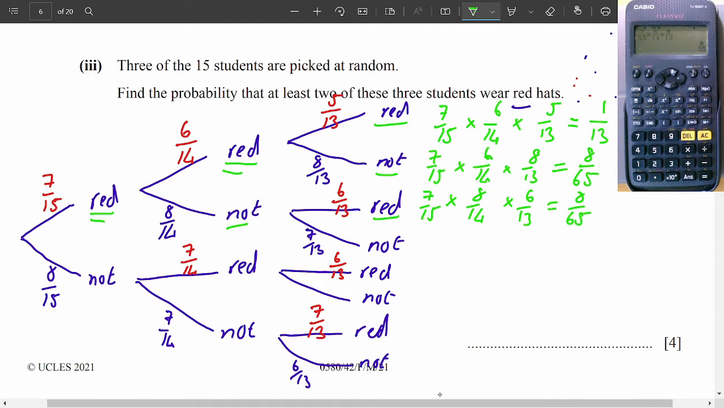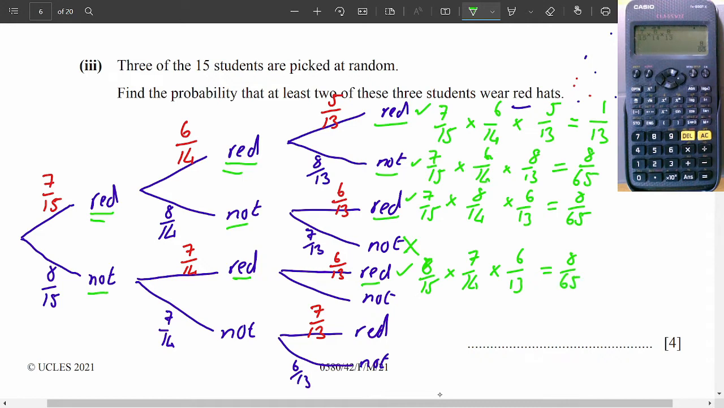The next route, red, not red, not red. This is not a route we're going to calculate, since there is not at least 2. Then we go. Somebody with not a red hat, and then a red, and then a red. Yes, we have at least 2 red, so we need to work this out. So that is 8 out of 15 times 7 out of 14 times 6 out of 13. Again, we got 8 times 7 times 6. It's the same calculation as before, so that's 8 out of 65.